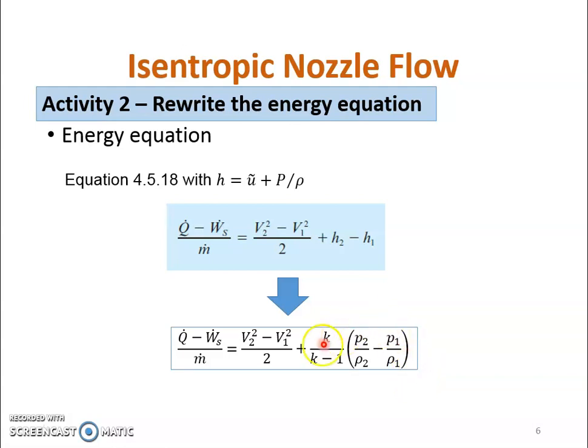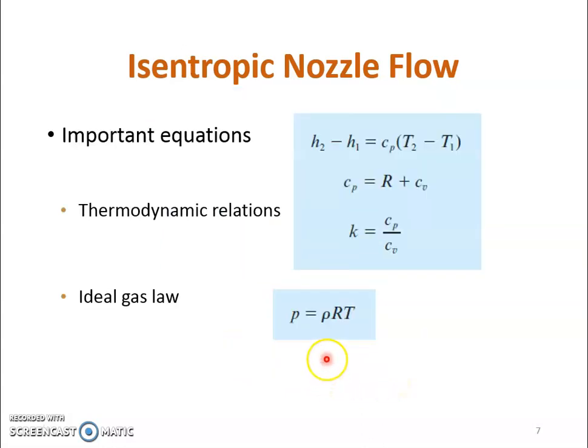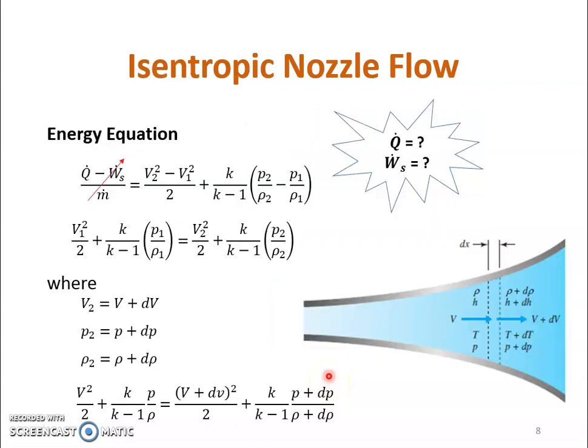So in the textbook, it just derived how we can get the transformation from the energy equation with enthalpy, with the pressure and also the density with the k value. Like I said, just use your thermodynamic relation and also the ideal gas law equation. And then we know that we have this Q dot and also the W dot.